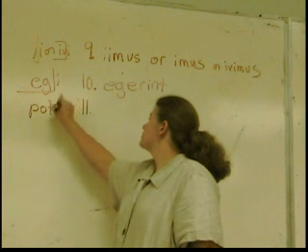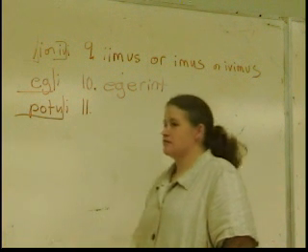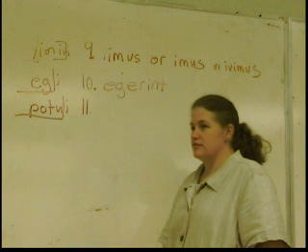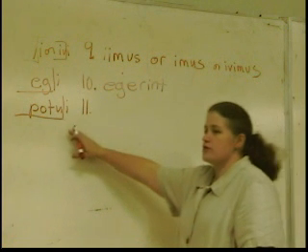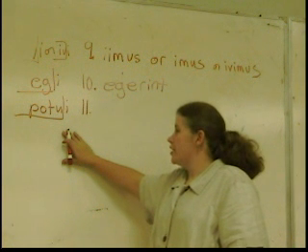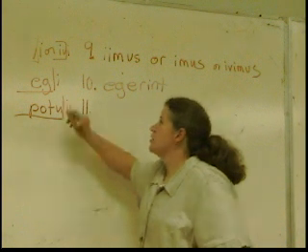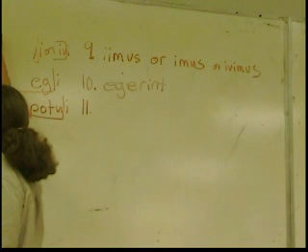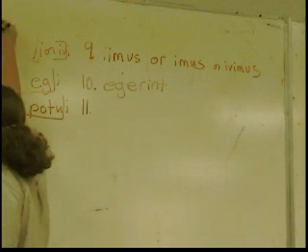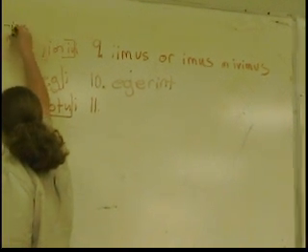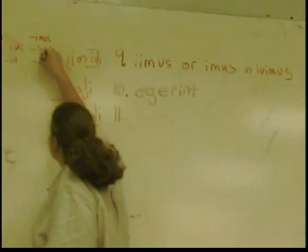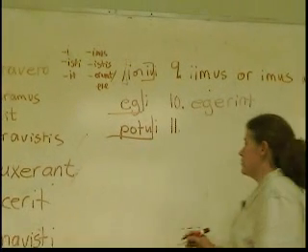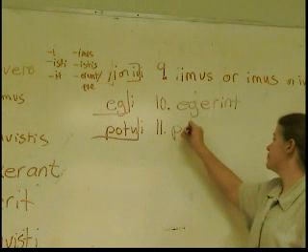I don't remember. Actually, close. I don't know. Okay? Well, this is our third principal part, right? And so we just need to know our perfect endings. What are our perfect endings? Isti, it, imus, istis, erunt, or erunt.